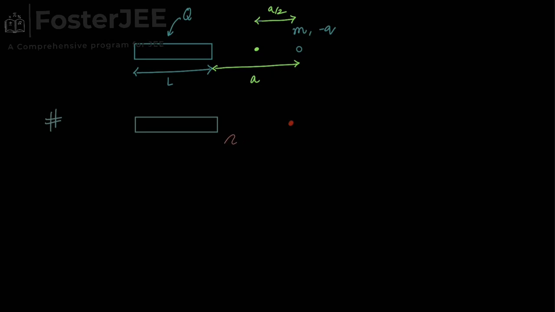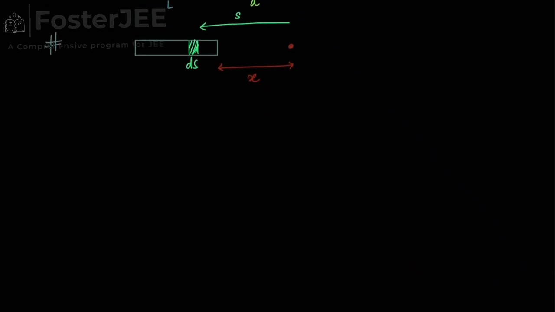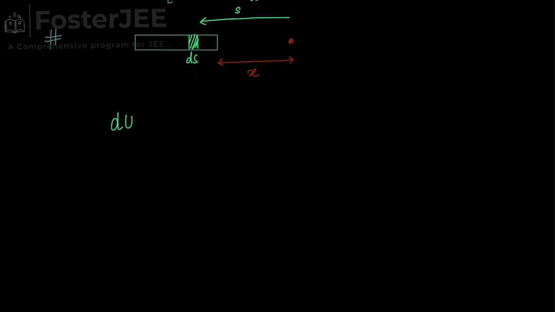Let us suppose at a distance x from this rod, we have to calculate the total electrostatic potential energy. Suppose we take up an element at a distance s, and that element is ds. Since this particle is very small, we can treat it as a point charge, and the potential energy dU between two point charges is given by k q1 q2 upon s, that is the distance.